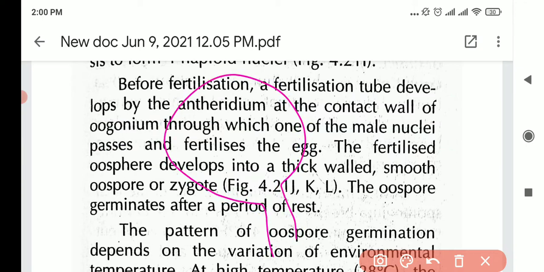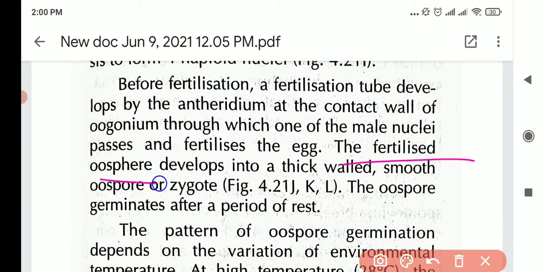So we already saw in that image, remember, there was a fertilization tube. Okay, and then 1, 2, 3, and this fourth one will travel through this tube, and it will meet the egg.